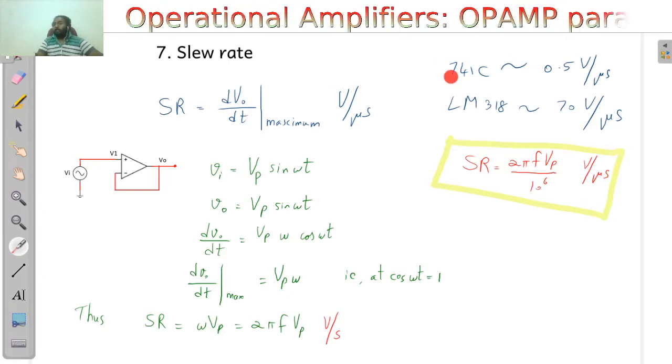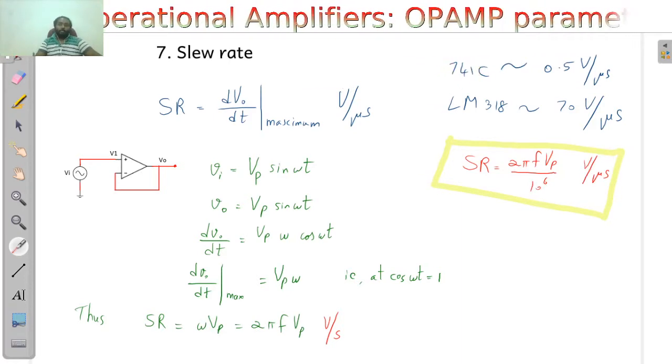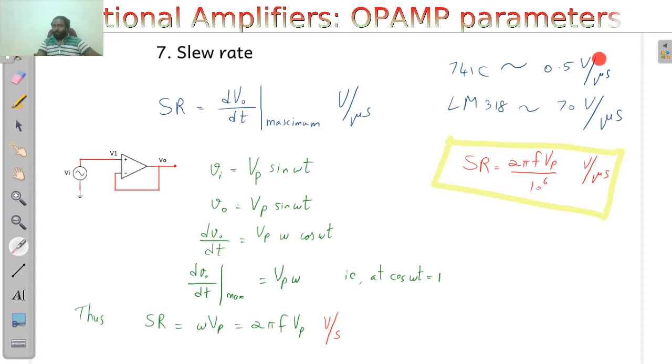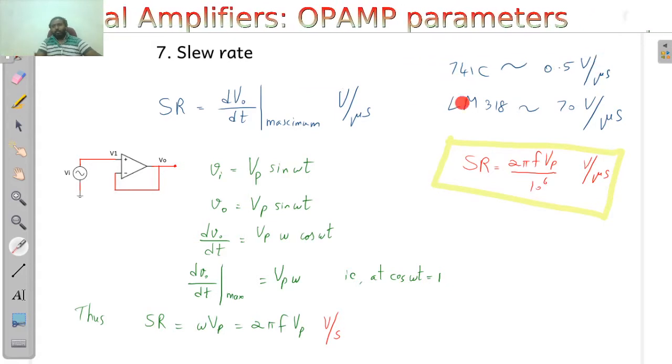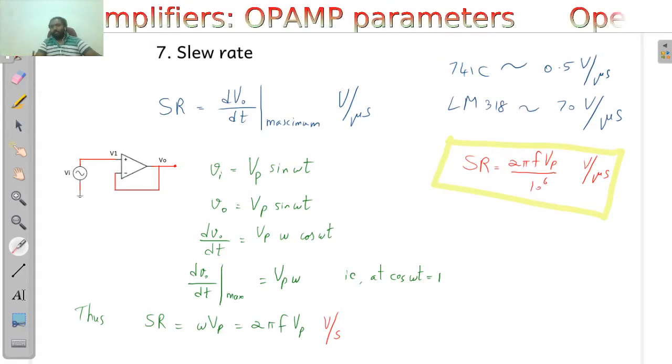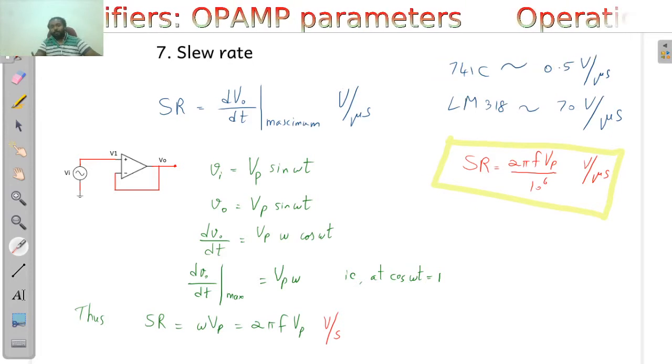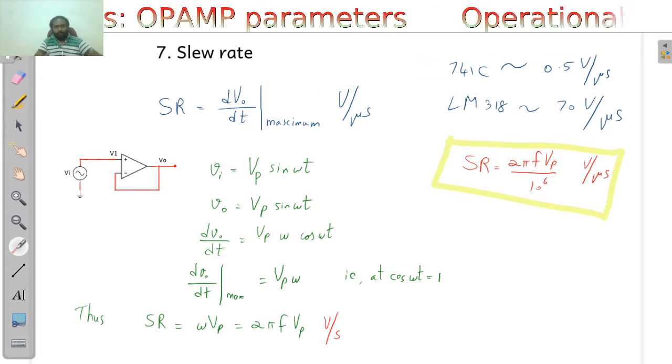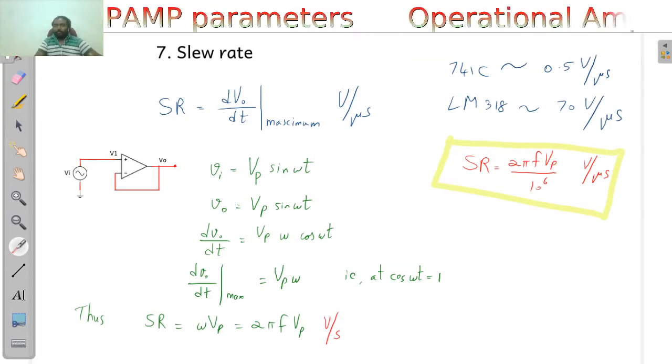And in the case of 741C series, the slew rate is around 0.5 volt per microsecond. And in the case of LM318, it is around 70 volt per microsecond. There are operational amplifiers which are having much higher slew rates and all.